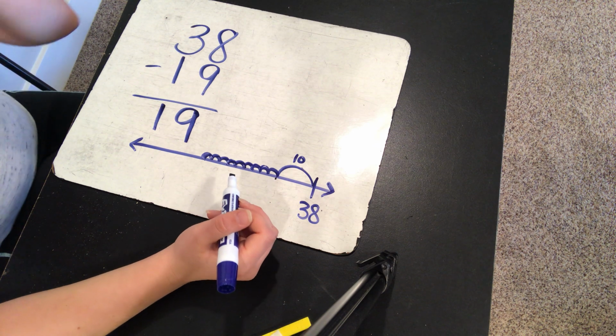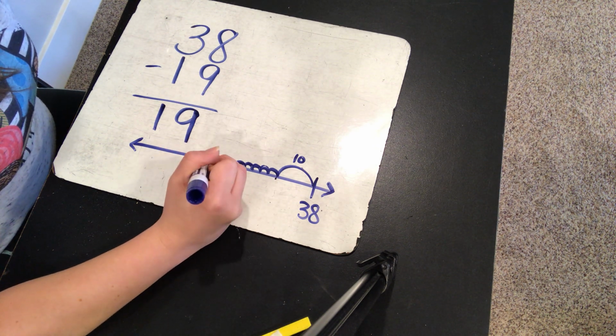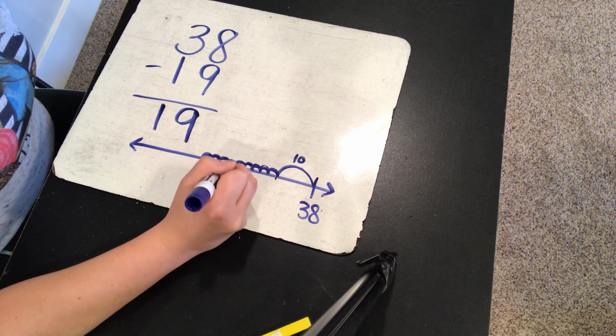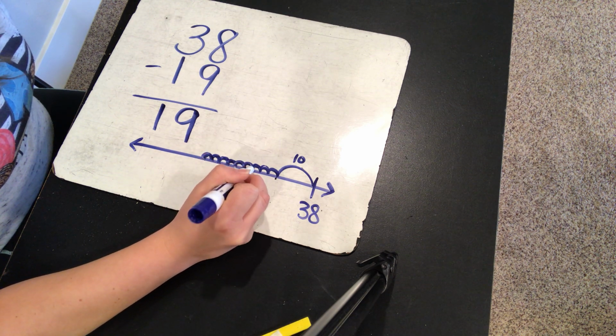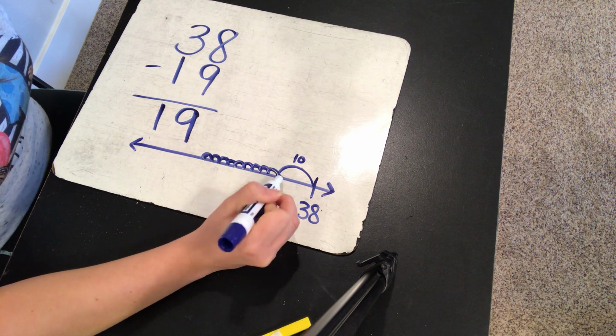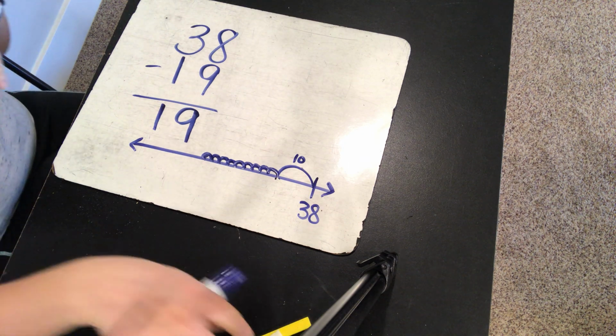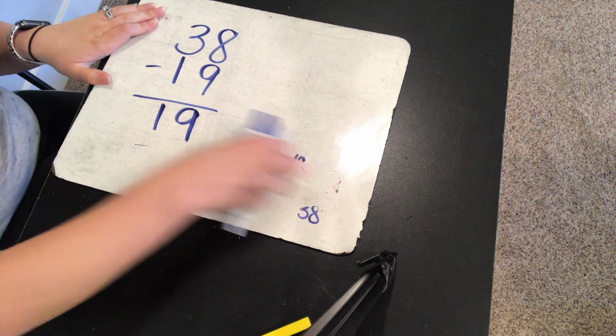We can check it by counting forwards if we wanted to. We could say, okay, 19, 20, 21, 22, 23, 24, 25, 26, 27, 28 plus 10 is 38. So that's correct. Let's do one more with the open number line.